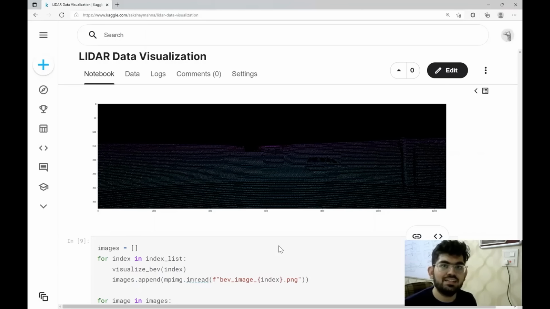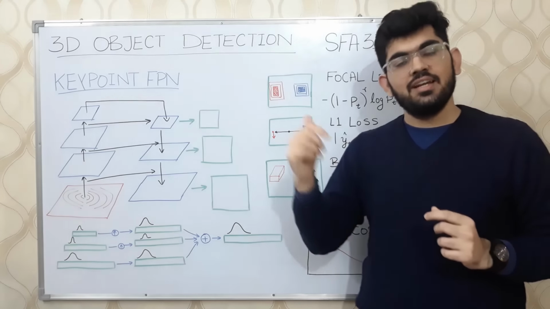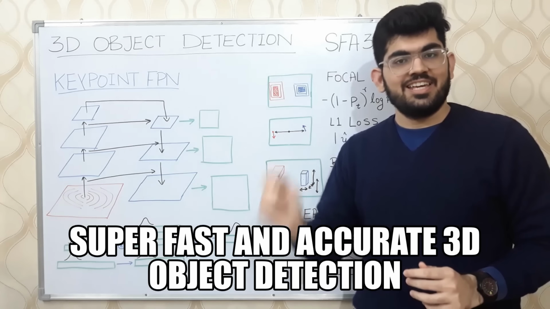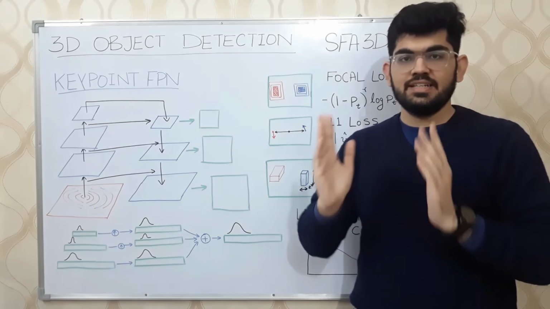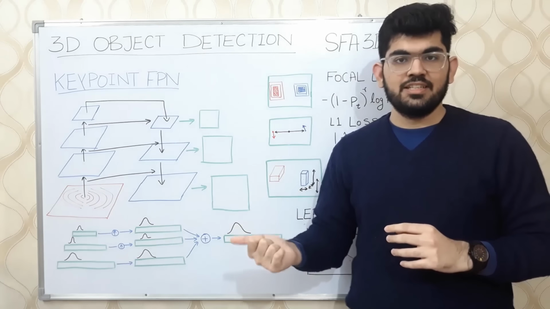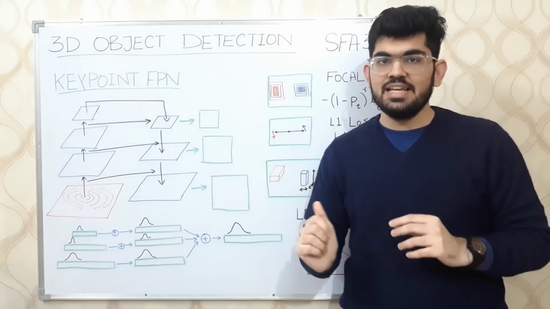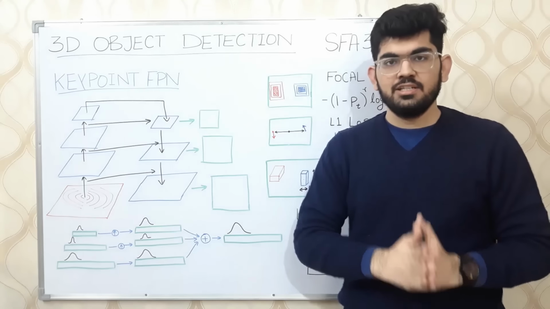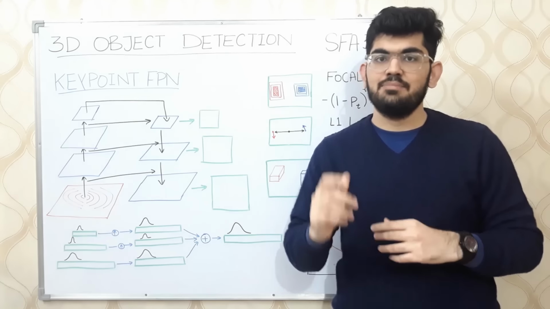Now let us discuss the technical details of this SFA 3D technique. Okay, so as we discussed, we are going to use SFA 3D for the 3D object detection task. SFA 3D stands for Super Fast and Accurate 3D Object Detection. So SFA 3D as a complete technique does 3D object detection using only the LiDAR data. As an input, we provide SFA 3D a bird's eye view input image to the network. The network predicts the different objects that are present in that image and also classifies them as well.